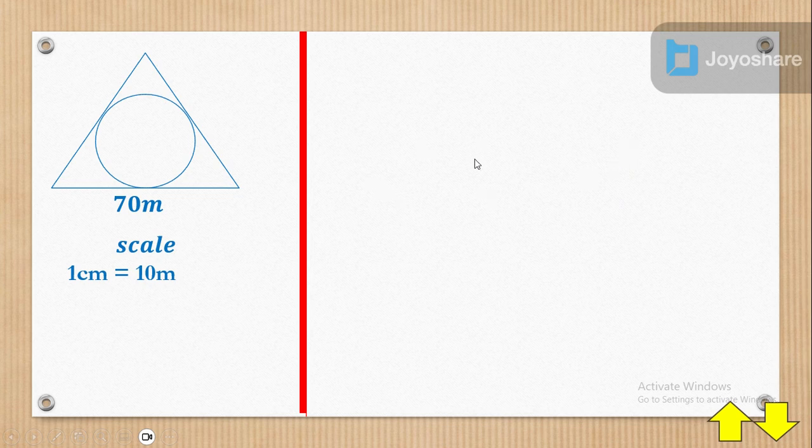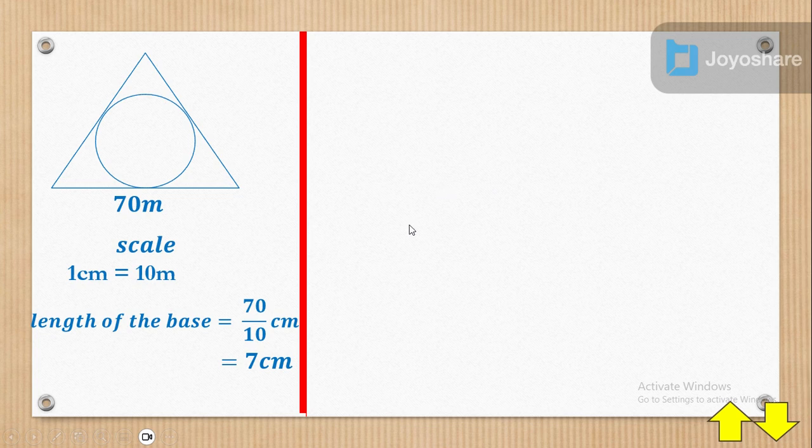You can choose any scale value, more like the way we do in bearings. If you have not looked into bearings, you can go to the playlist and check; there is a full topic on bearings where we explained these scales. Now let's convert the length into centimeters. The base length equals 70 divided by 10, which gives 7 centimeters.